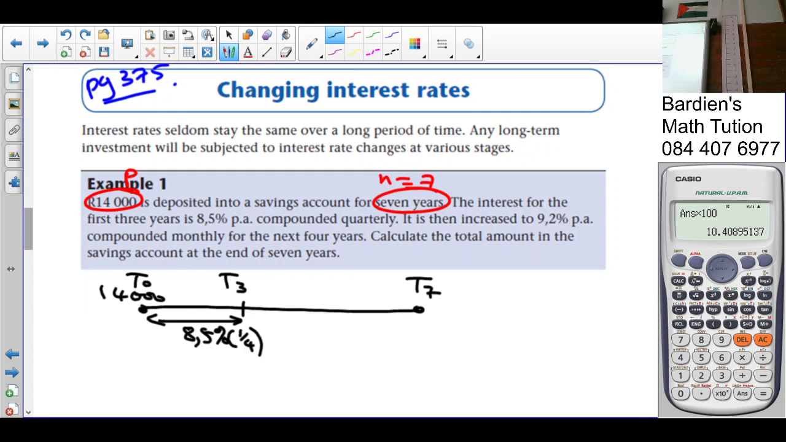Alright, you guys understand? It is then increased to 9.2% per annum compounded monthly, for the next 4 years. Calculate the total amount in the savings account at the end of 7 years. So there's your variation. How many formulas are we going to have here? Two: the compound interest formula. You guys understand? So I'm going to give you a chance to do that calculation quickly.